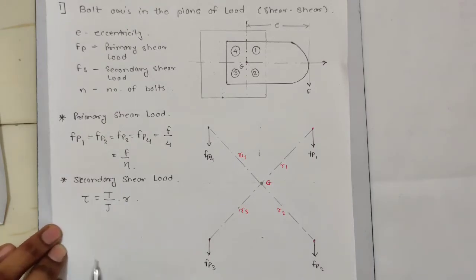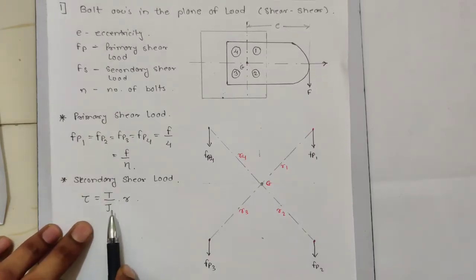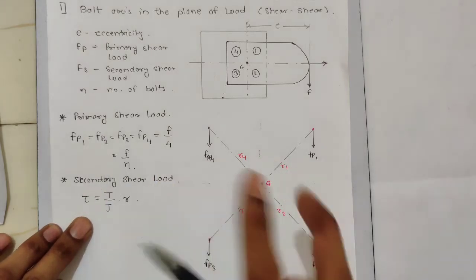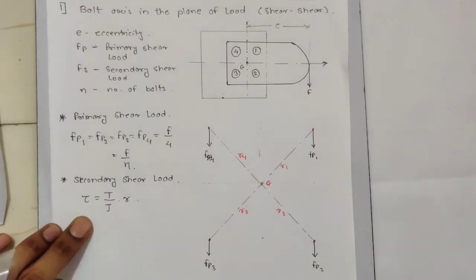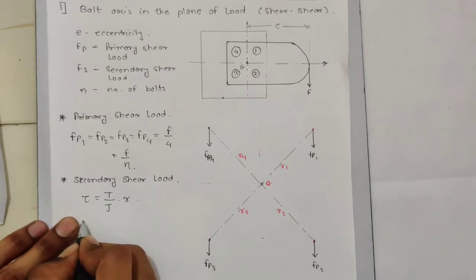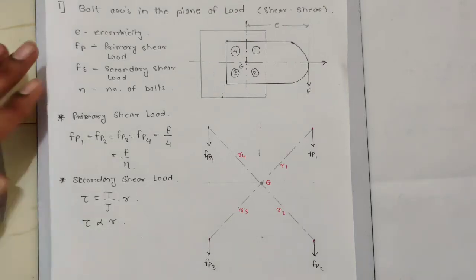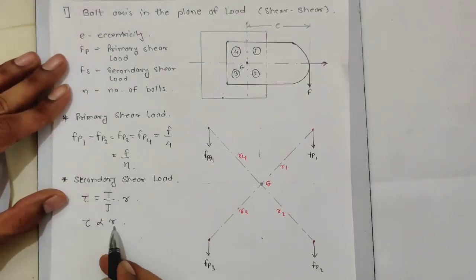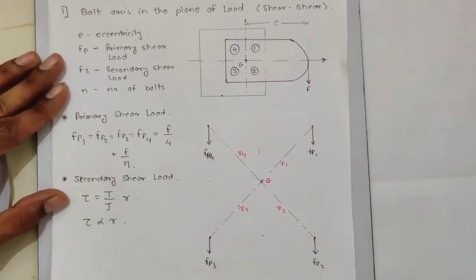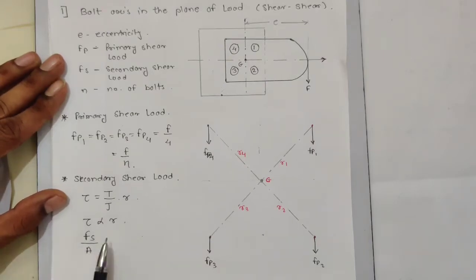Now see, the torque is constant because it is a force into radius, and J is constant too. So shear stress is a function of r. Now what is shear stress? Shear stress is nothing but shear force upon shear area, or the resistive shear force upon the area on which the shear stress is acting. So it is proportional to the radius.